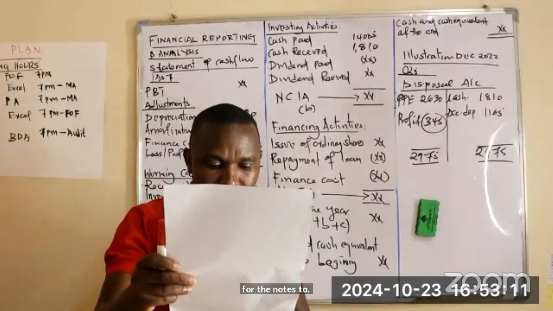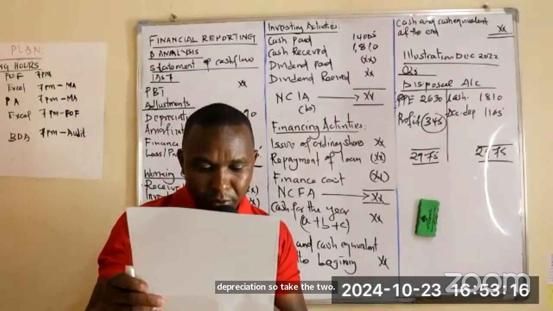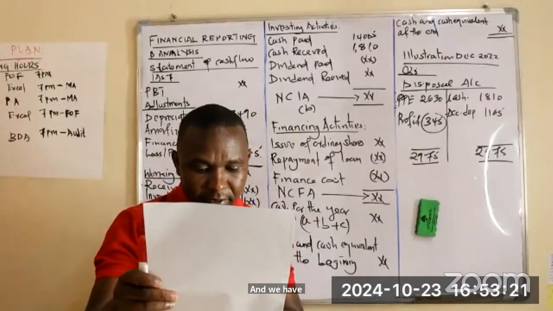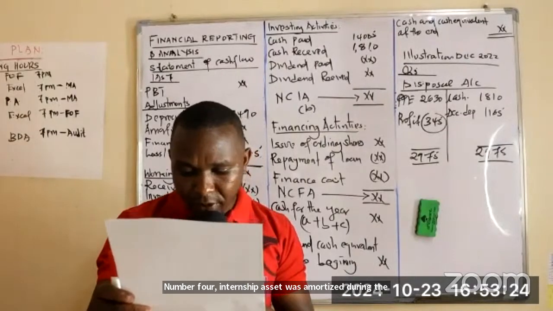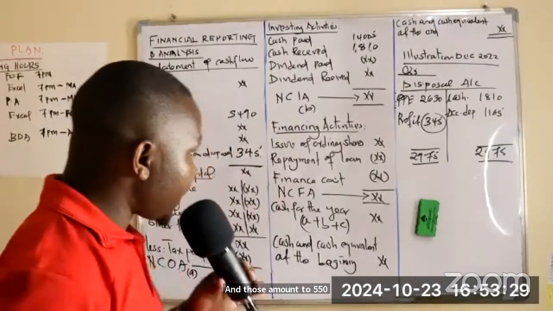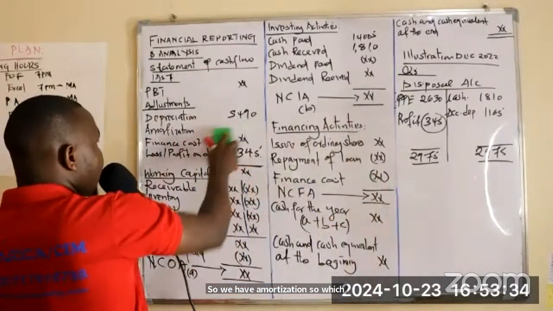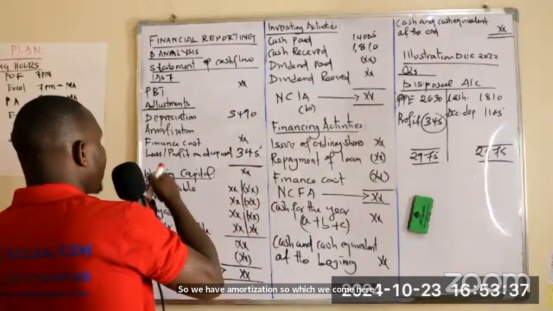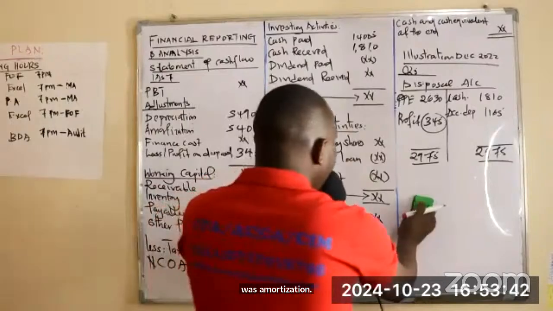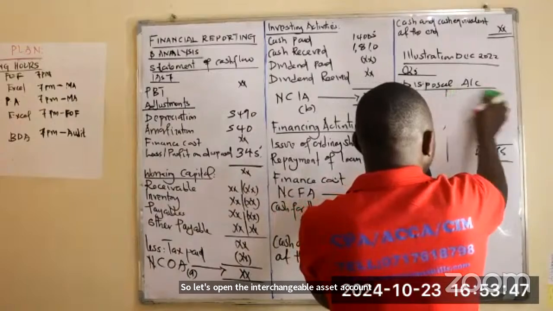Now, over to note 3, we have done the depreciation. So tick the 2. Note 1, we have not done because we have the loan note there. And we have number 4, intangible asset was amortized during the year and amortization charge to profit and loss amounted to 540. So we have amortization, which will come here, 540 we add back. So let's open the intangible asset account.